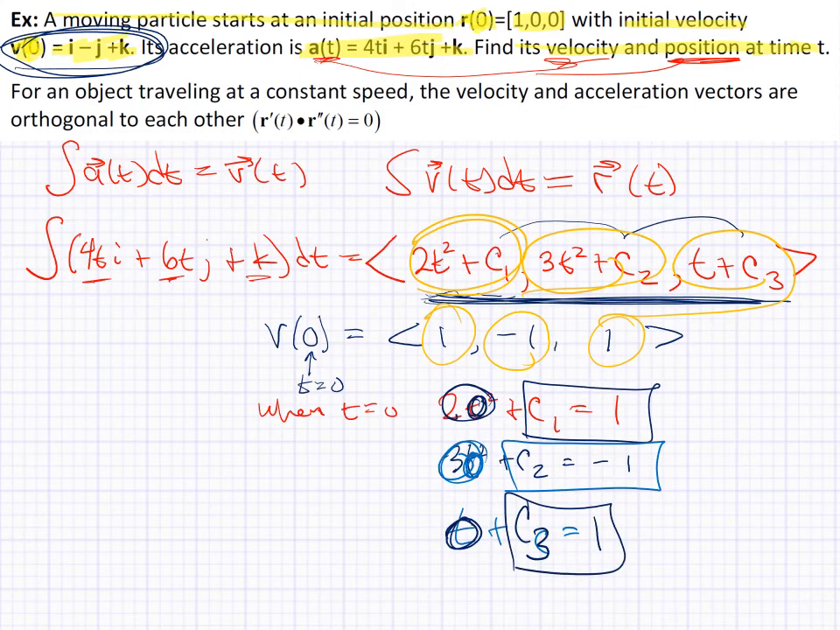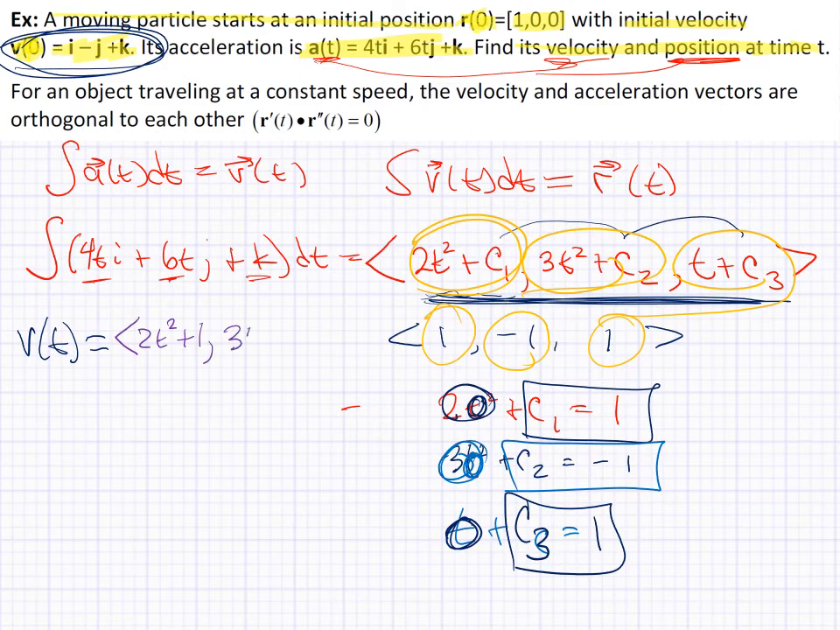And so we could say more specifically that our velocity vector is, let's make some space here, <2t squared plus 1, 3t squared minus 1, t plus 1>.